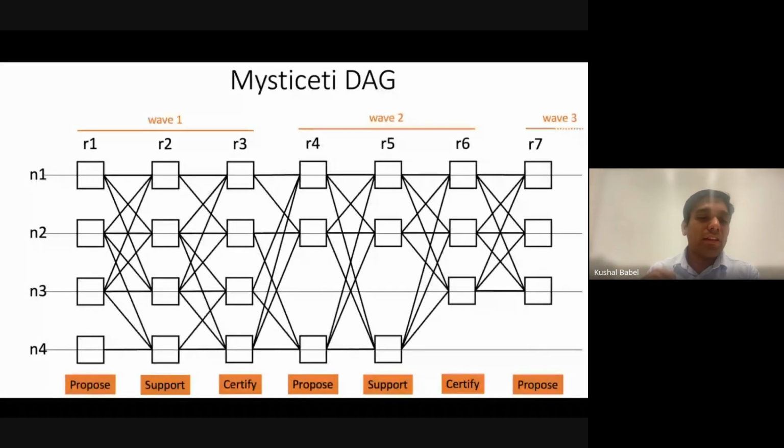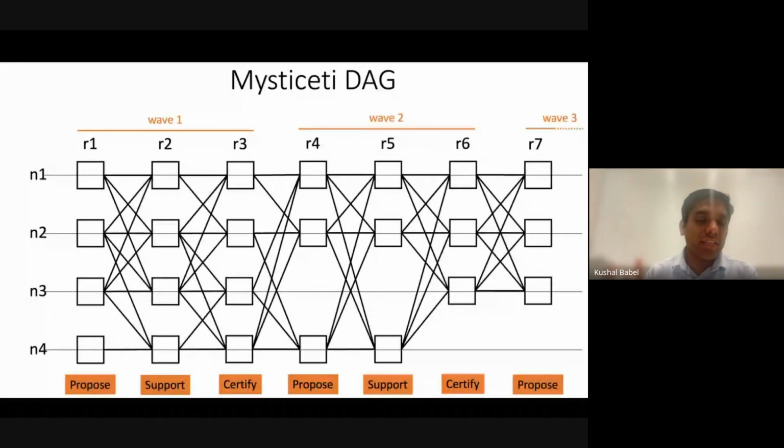Right. So in the first round of any wave, the validators propose a block. Each validator proposes a block, so N1, N2, N3, N4 validators are proposing a block. This is one view according to an observer, which notices that, okay, in the first round, the following blocks have been proposed. Then the next blocks reference these blocks from the previous round. And the second round of the wave is the support round.